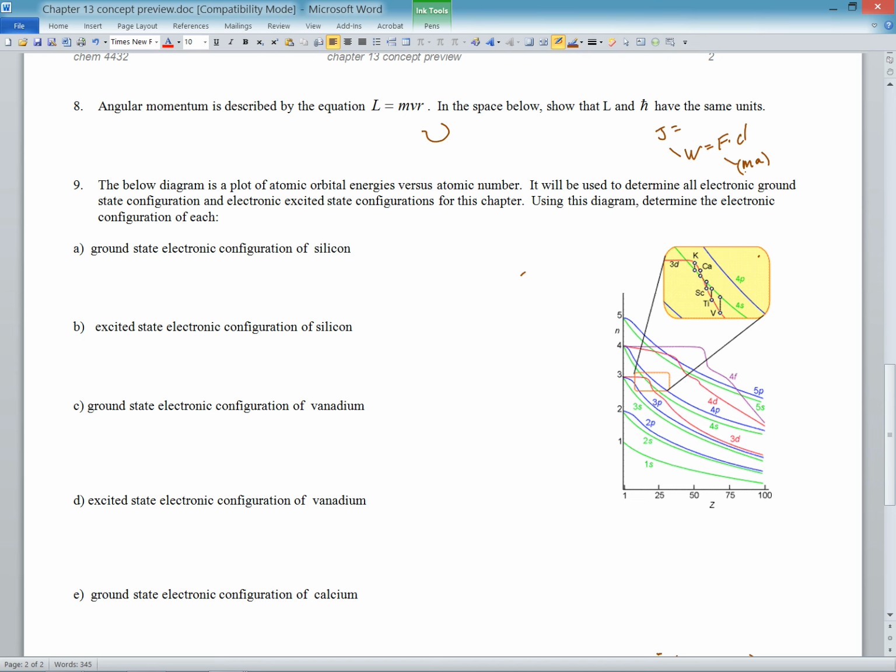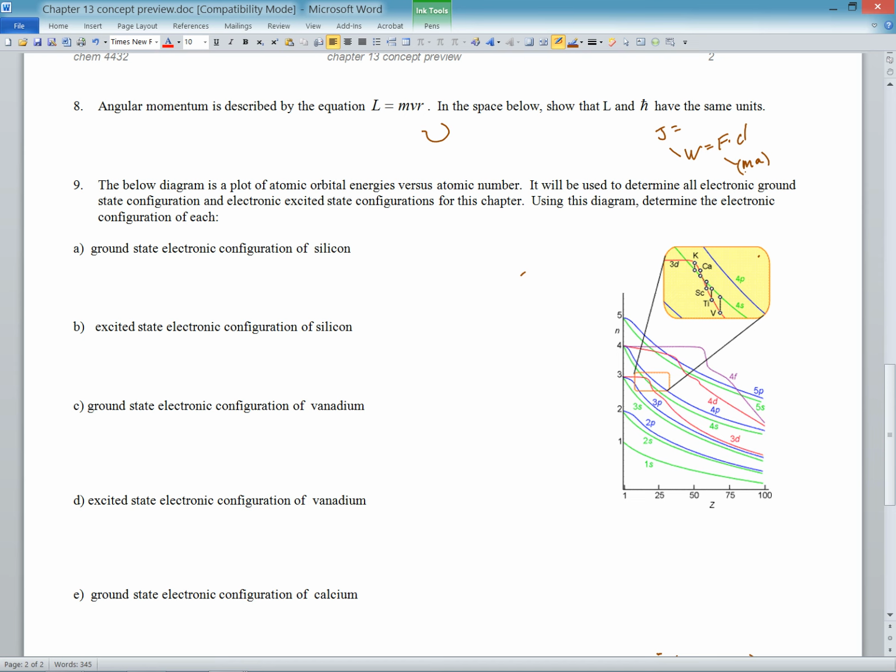You can't get the square on the second. You're not supposed to. No. H bar goes joules times seconds. So joules is kilograms meters squared over seconds squared.